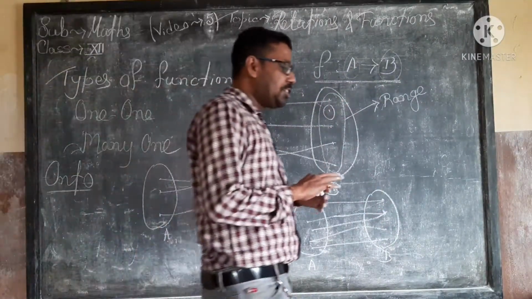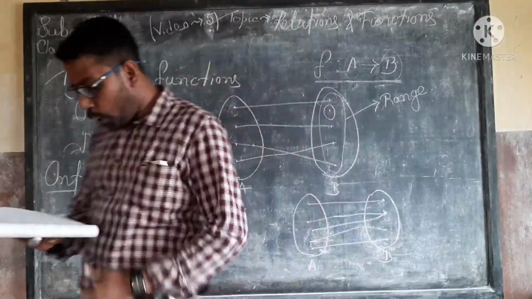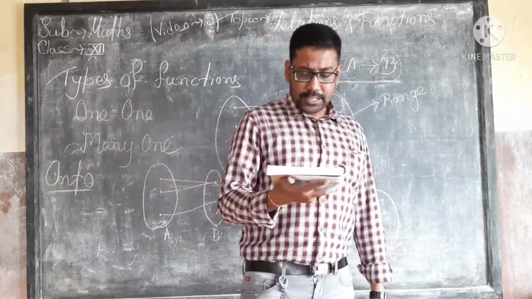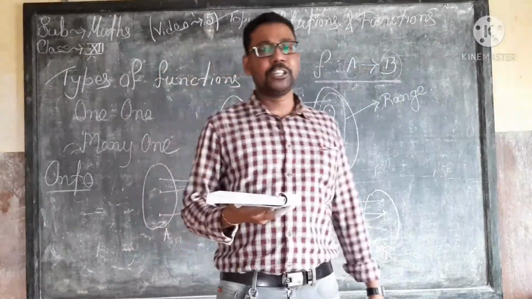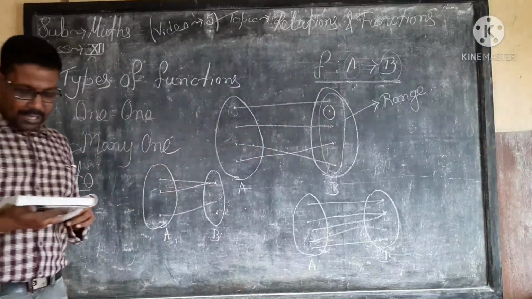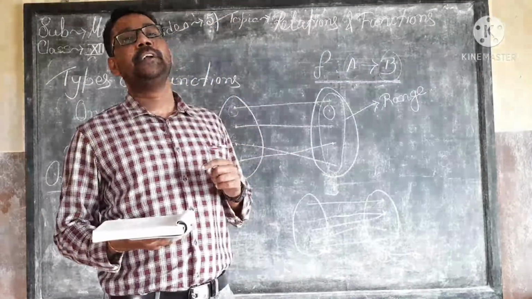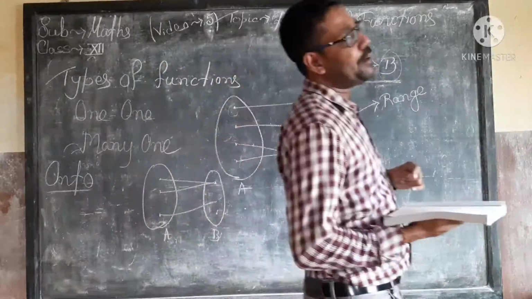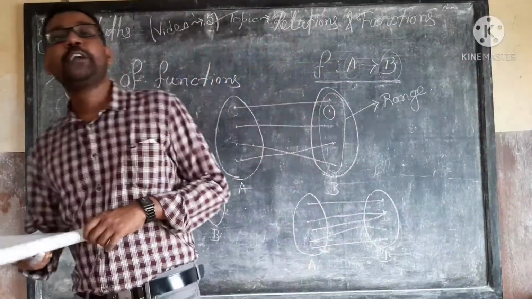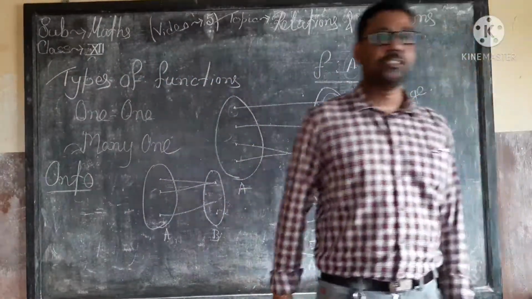And what is the definition of onto function? A function f from X to Y is said to be an onto function if every element of Y is the image of some element of X. So every element of Y is the image of some element of X. This is the definition of the onto function.